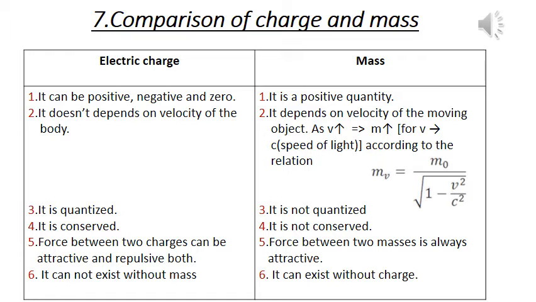The next difference is electric charge is quantized but mass is not quantized, that is mass can have rational values also. Electric charge is conserved but mass conservation is yet to be established. According to Einstein's relation E equals mc square, mass can be converted into energy. Therefore, its conservation law is yet to be established.